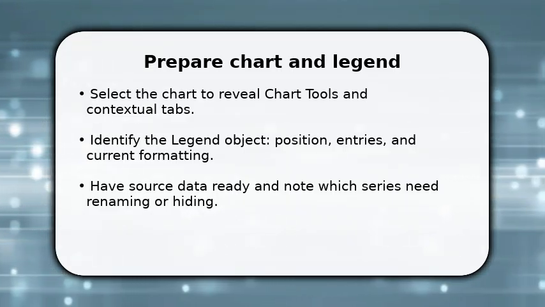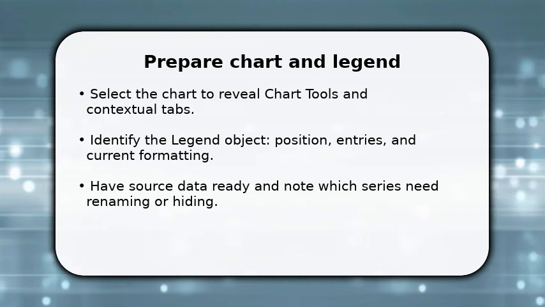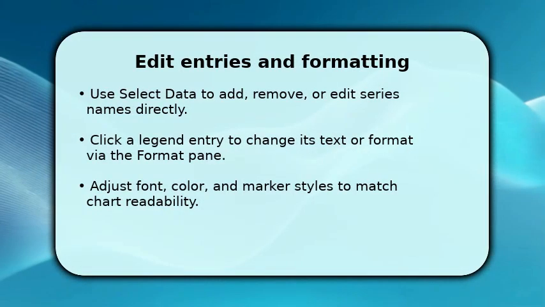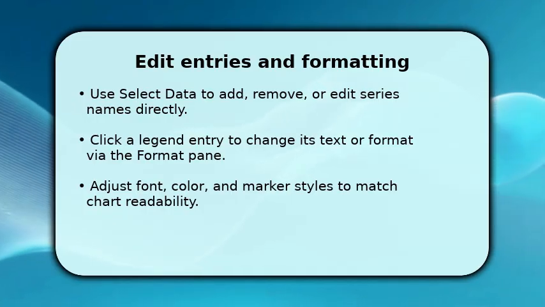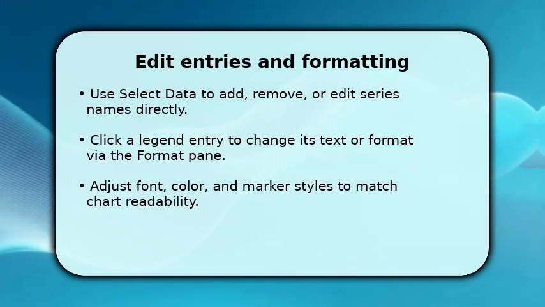Next, open Select Data from the Design tab to edit series. Choose a series and click Edit to change the series name to a cell reference or typed label. Once done, click an individual legend entry to format it.